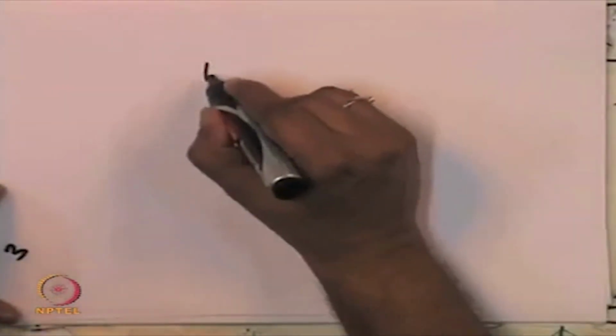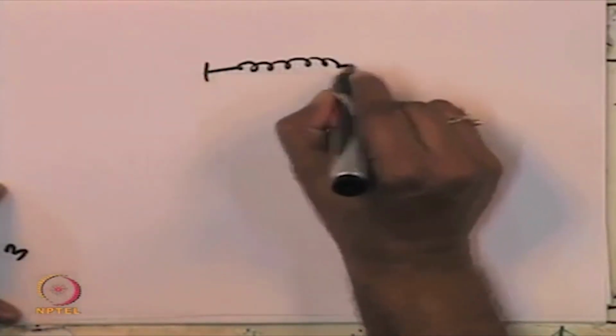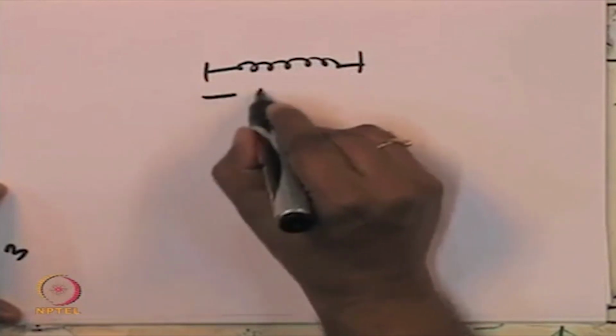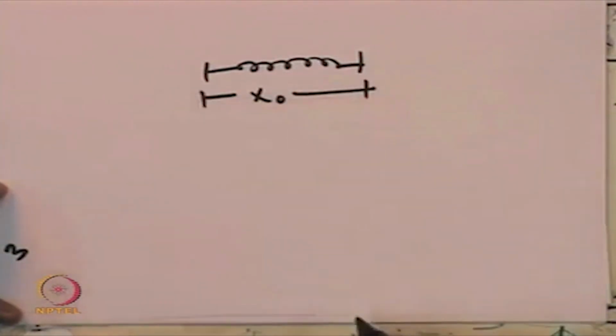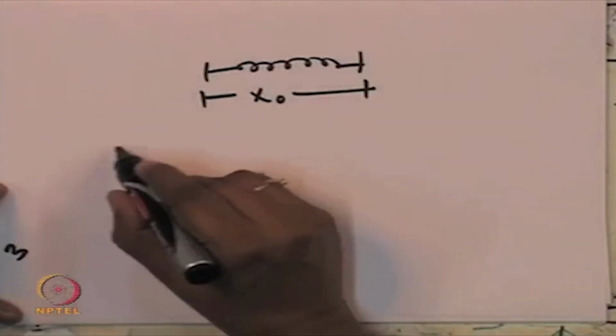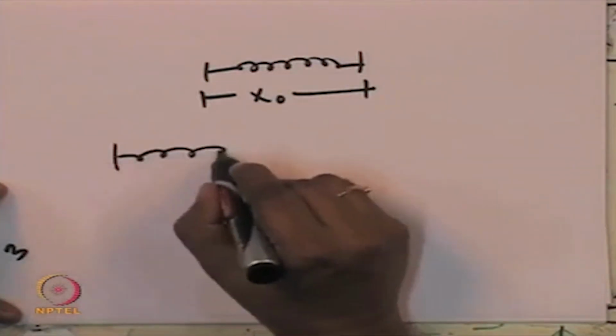Let us say you have a protein, so this is x 0, this is the distance x 0. Now, I can stretch this protein, the spring.